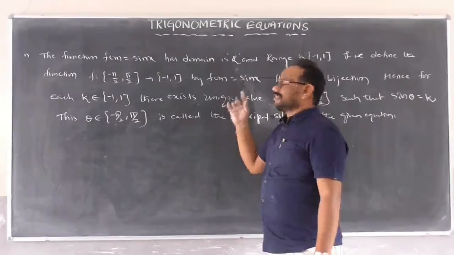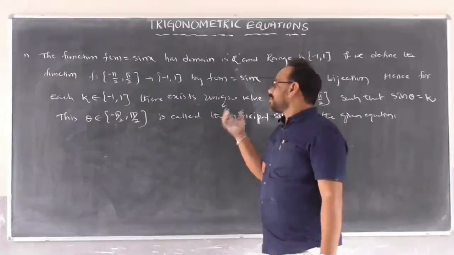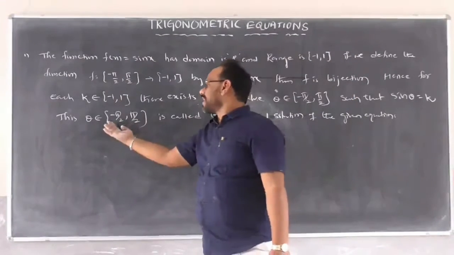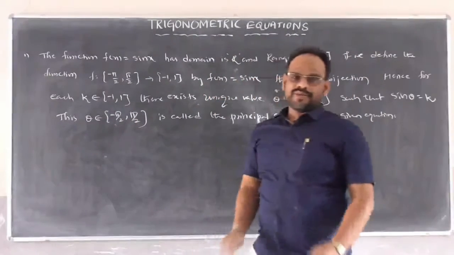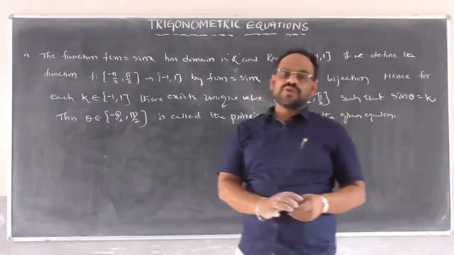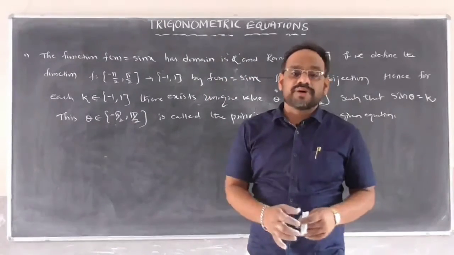So, what is sin x? For f of x equals sin x, the principal solution always lies between -π/2 and +π/2, that is the closed interval. Theta belongs to [-π/2, +π/2].